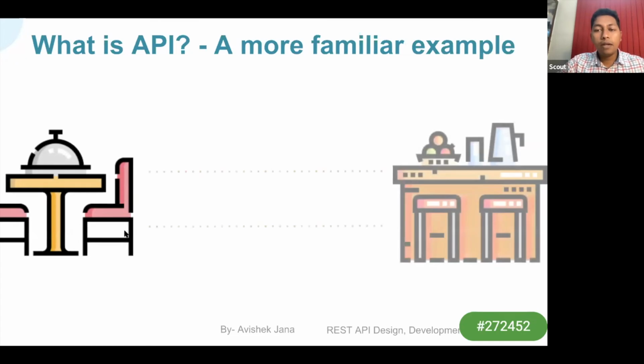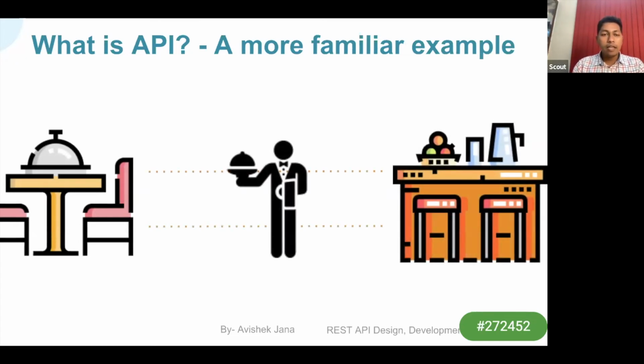Okay, so let me take another familiar example. Say you are visiting a restaurant, right? So there is a nice looking table. You entered, you are sitting at the table, and there is a menu card, right? And there is a very clean kitchen, and the staff are already there. The kitchen staff are ready to cook the food. So now you are ready to eat, and the kitchen is ready to cook. So how will you communicate with the kitchen? Tell me. Very simple question. How will you communicate with the kitchen?